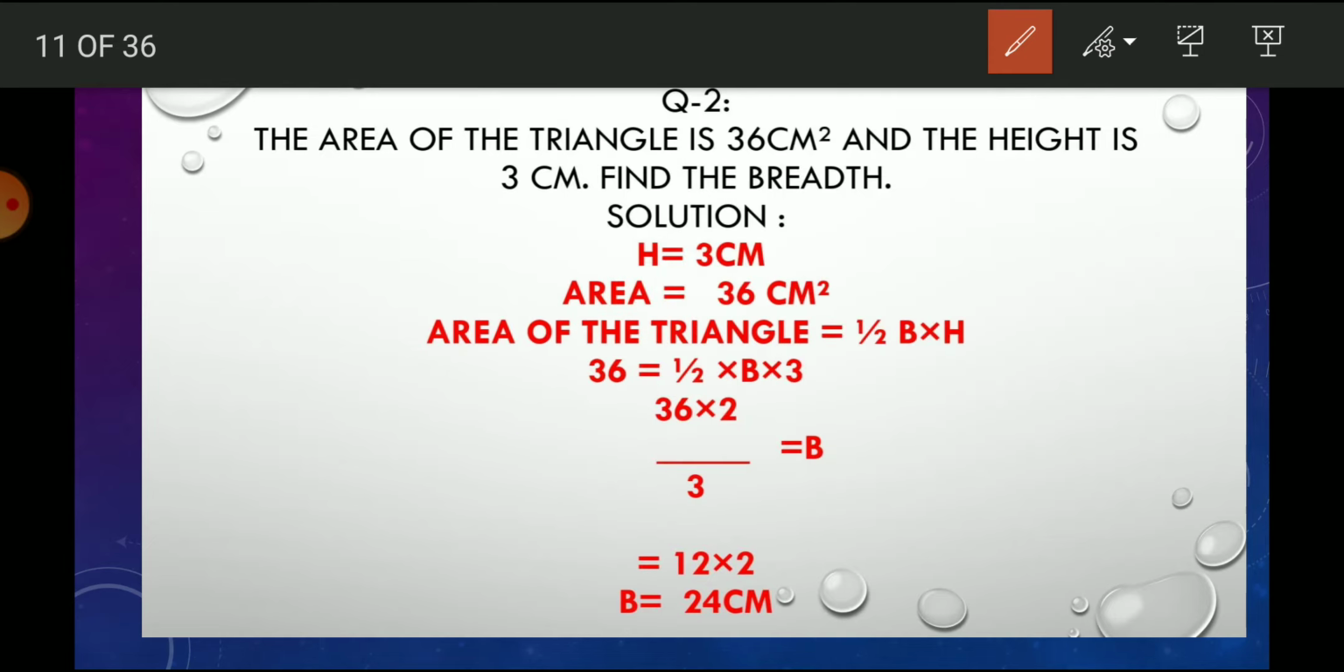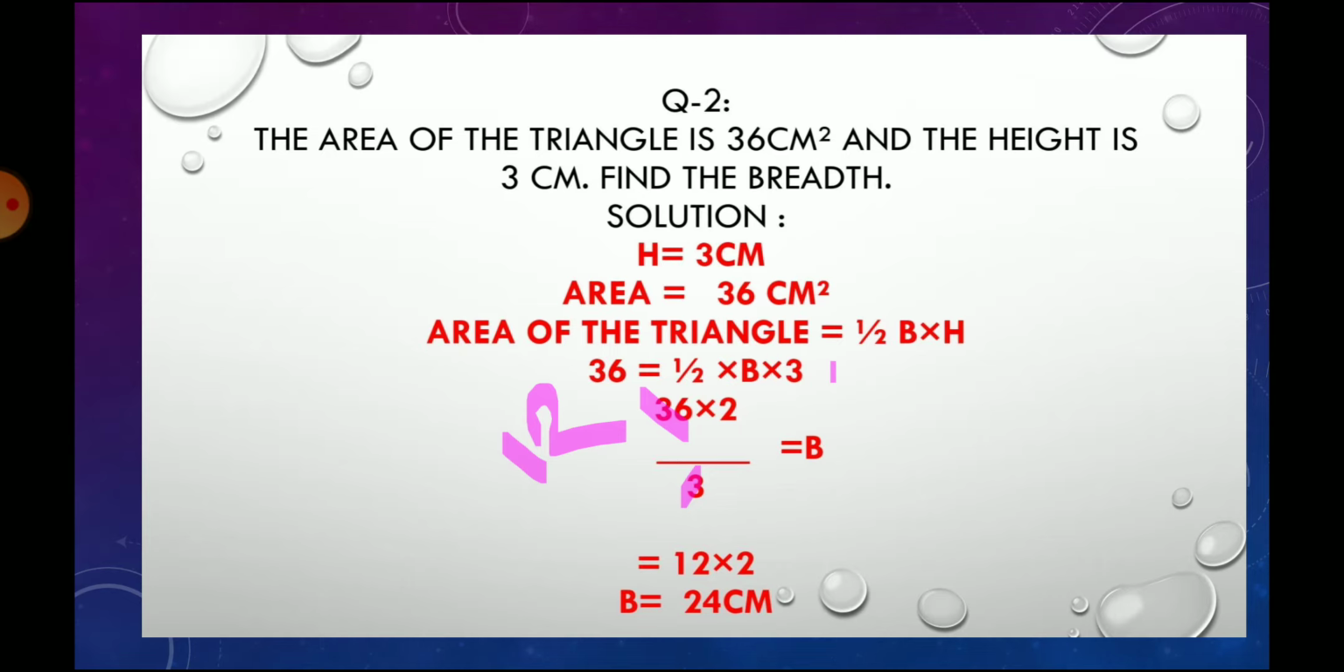See b: the 3 comes to the opposite side as division, and the 2 goes to multiplication. So 36 into 2 divided by 3. 3 1s are 3, 12, 3 12s are 36. So the remaining is 12 into 2, that is 24 centimeter. That is the value of breadth.